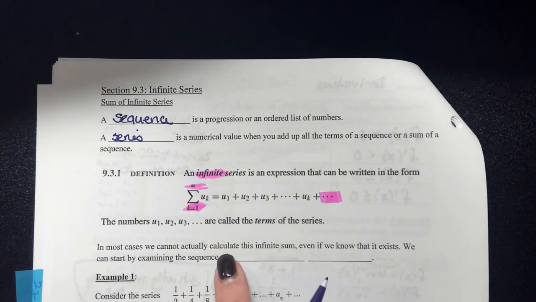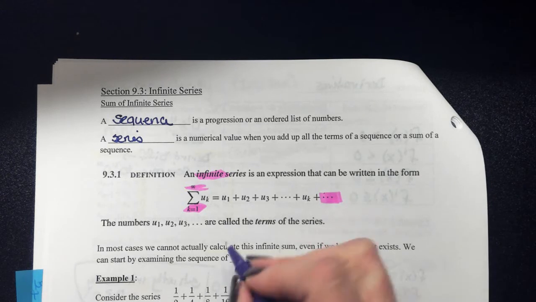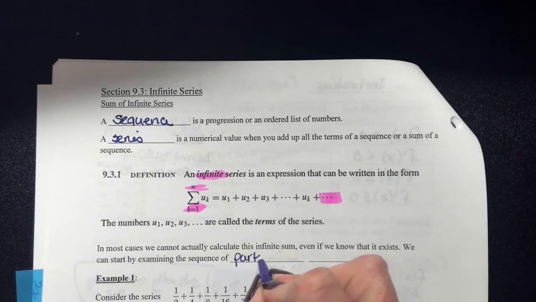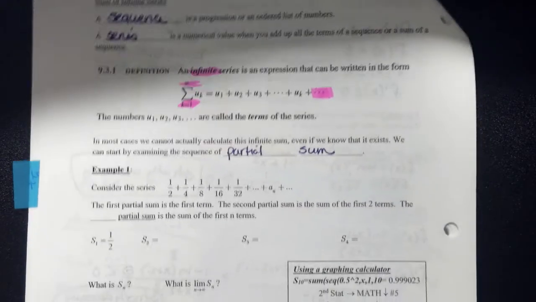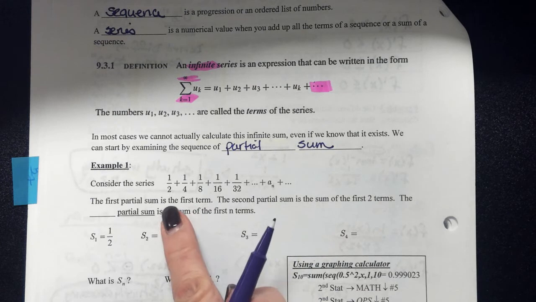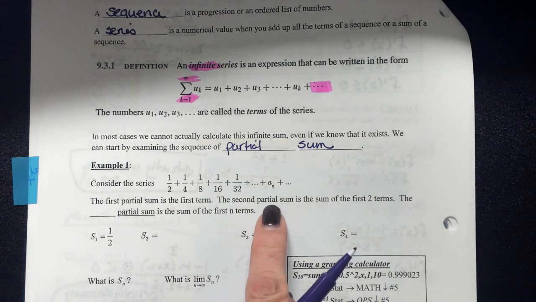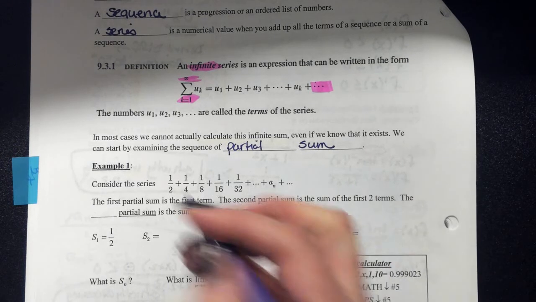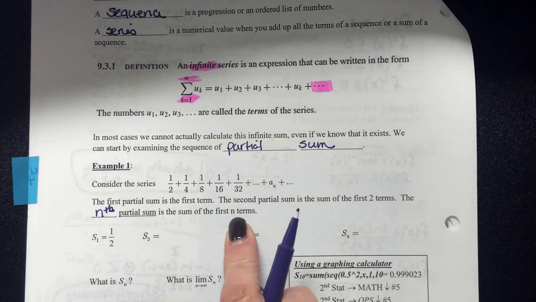In a lot of cases, we can't actually calculate the infinite sum, even though we know it exists. We can start by examining the sequence of partial sums. So, for example, when you take a look at this series right here, the first partial sum is just the first term. The second partial sum is the sum of the first two terms. The nth partial sum is the sum of the first n terms.